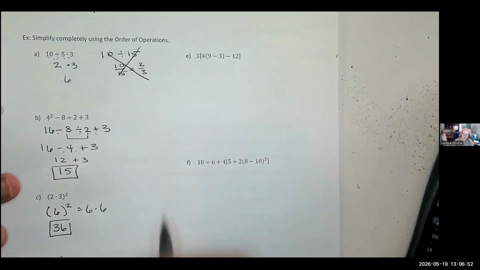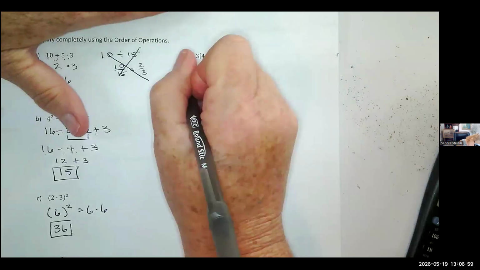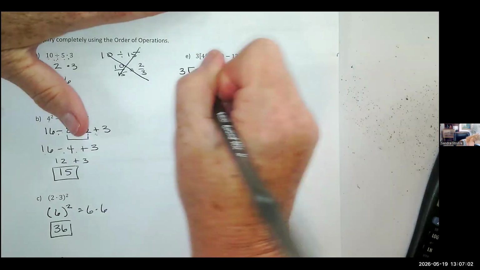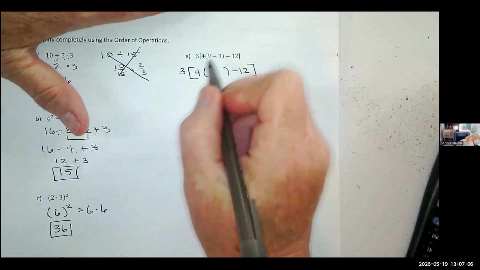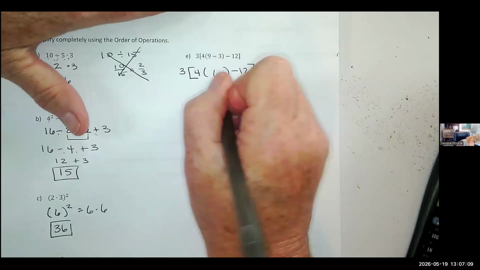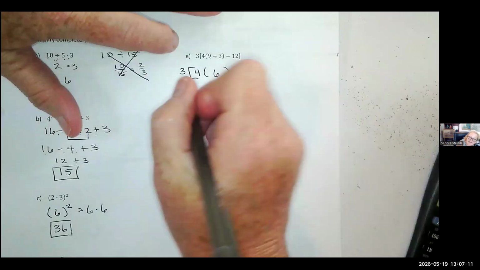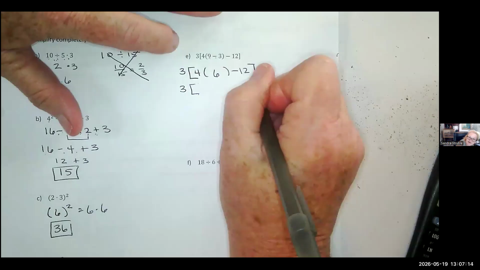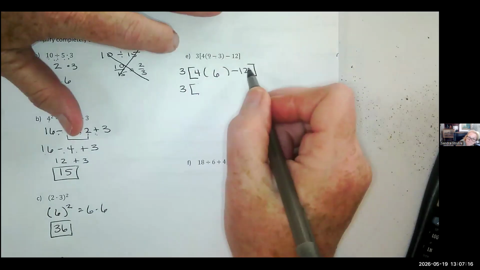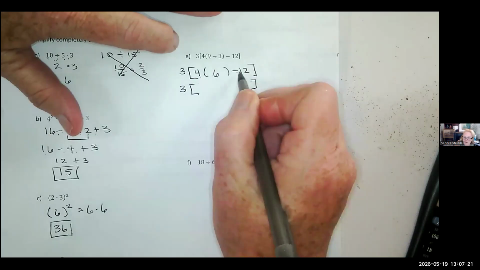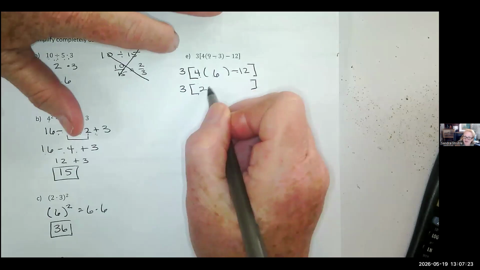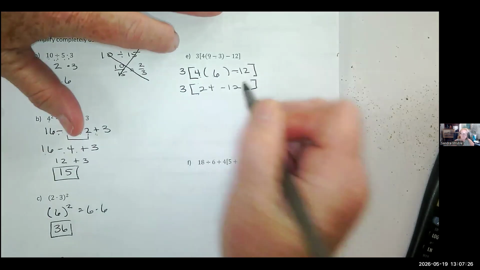Inside to out. We've got nested parentheses here. So I'm going to write 3 bracket 4. I'm going to do my parenthesis, bringing everything else down. 9 minus 3 is 6. Okay. Now I have to just bring down the 3, and I have to deal with what's inside this bracket. I've got multiplication and subtraction. Multiplying comes before subtraction. 4 times 6 is 24 minus 12. Still have to do what's inside the bracket before I multiply.